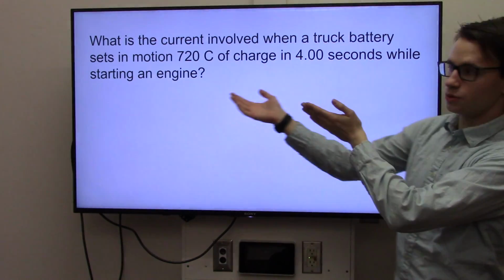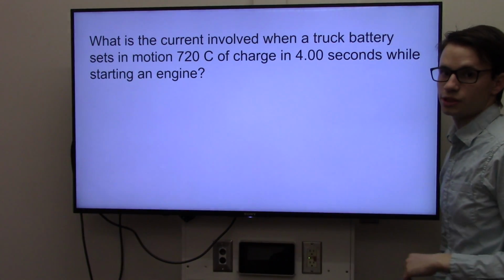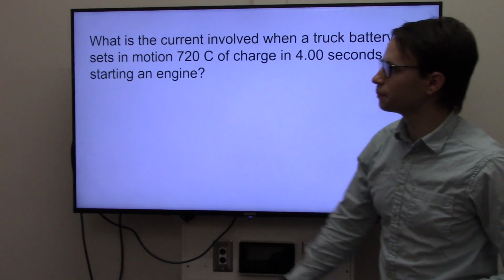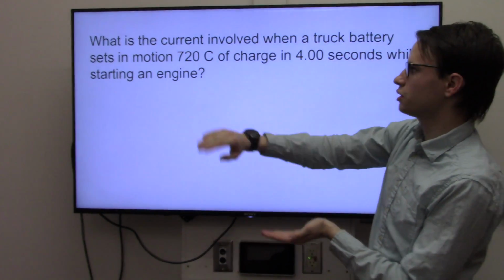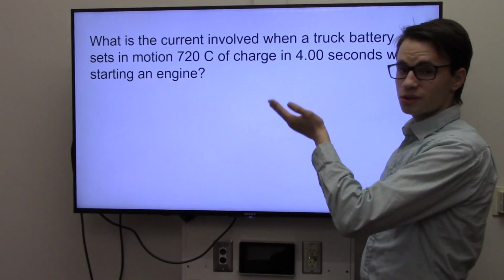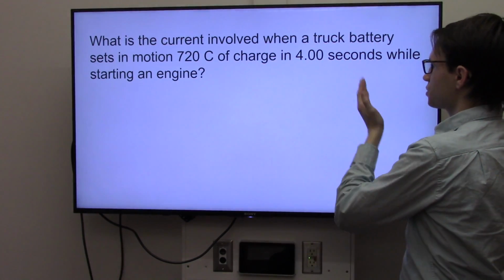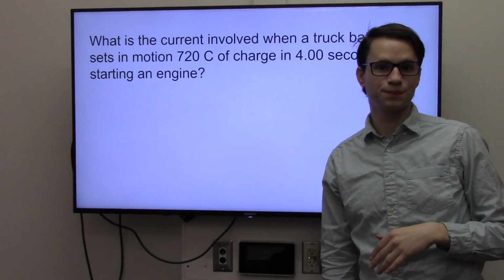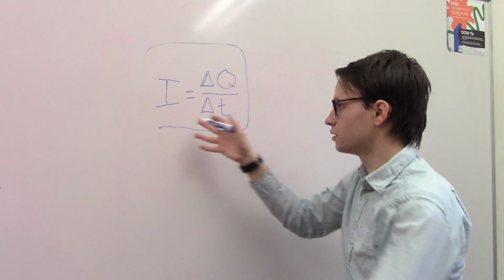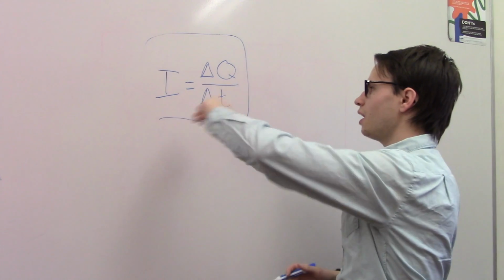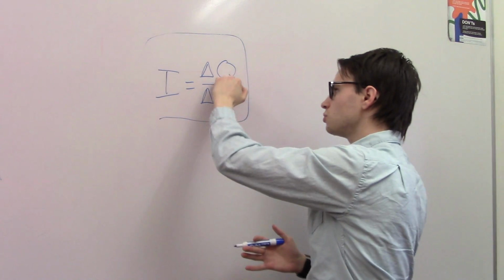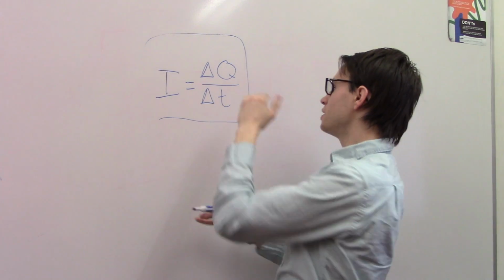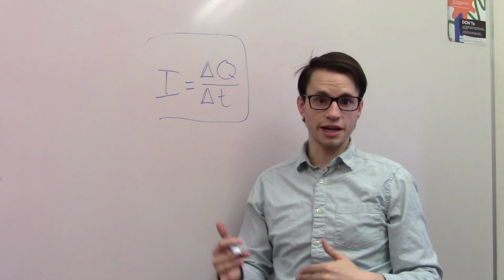Now we're going to do this word problem here with what I was talking about. What is the current involved when a truck battery sets in motion 720 coulombs of charge in 4 seconds while starting an engine? Here is our formula, right? I equals Q over T. I is current, Q is charge or coulombs, T is time or seconds.